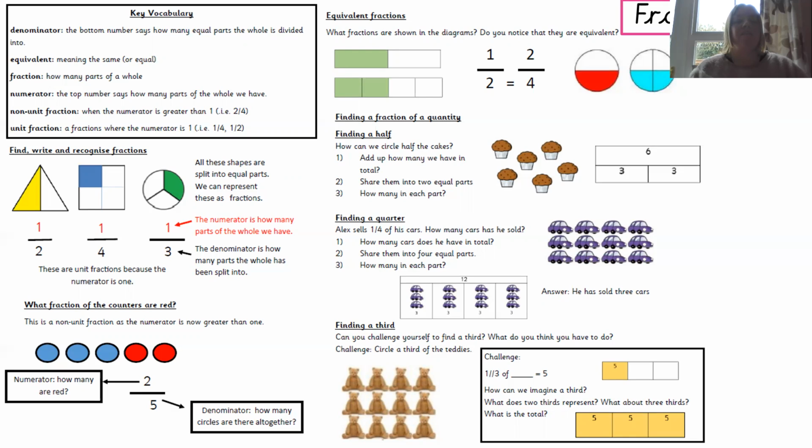What fraction of the counters are red? This is a non-unit fraction, as the numerator is now greater than 1. The numerator tells us how many red counters there are. There are 2 red counters. The denominator tells us how many circles there are altogether. There are 5 circles altogether. The fraction is 2/5.